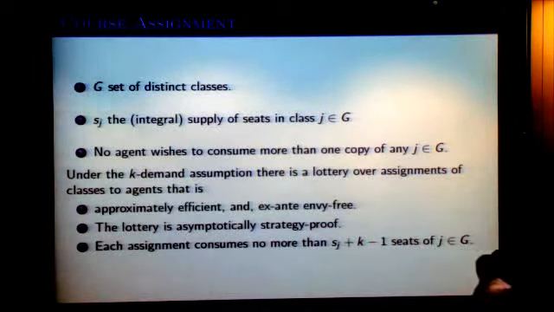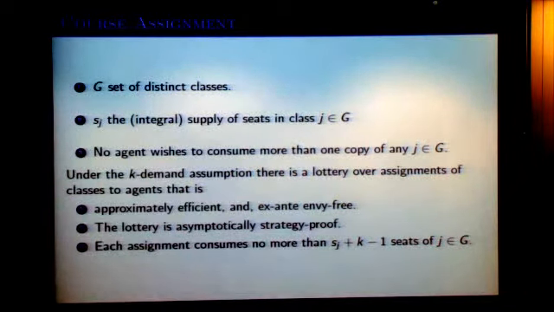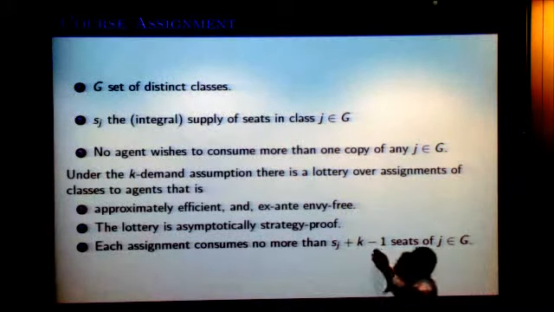Now, what's the interpretation? Imagine that the typical class has about 25 or 30 seats, and you're only interested in taking 4 classes a quarter or a term. Then your K is 4. It says that the excess demand in any class would be at most 3.